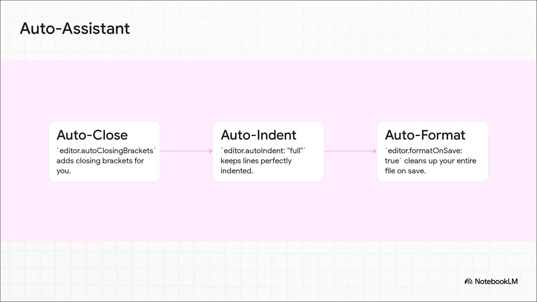Step 2, auto indent. You hit enter, and your next line is already indented perfectly. And step 3, this one is my favorite, the magic of format on save. The second you hit save, your entire file just snaps into perfect, consistent formatting. You don't have to do any manual cleanup. It's just a seamless, polished finish every single time.